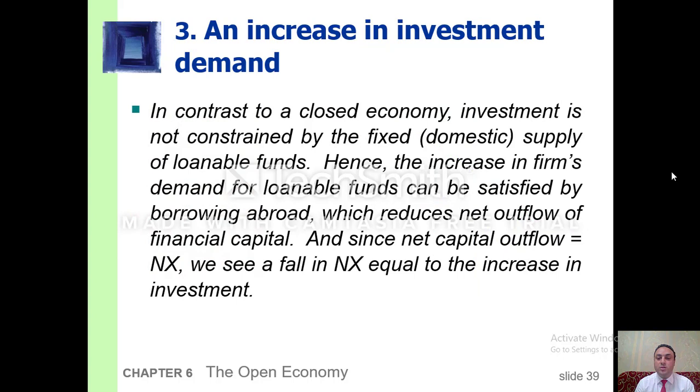So in contrast to the closed economy, investment is not constrained by a fixed domestic supply of loanable funds. Hence, the increase in firms' demand for loanable funds can be satisfied by borrowing abroad, which reduces the net outflow of financial capital. And since the net capital outflow equals the net exports, we see a fall in the net exports equal to the increase in investment. This is the explanation of this graph, as you can read any time. So now we finished this section.